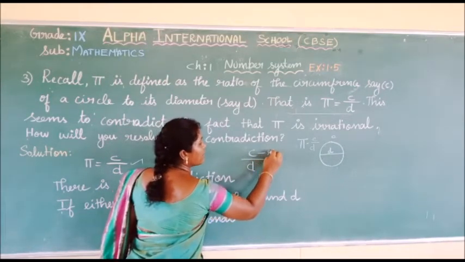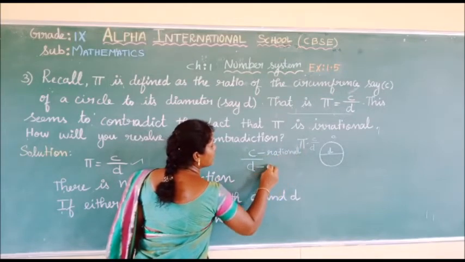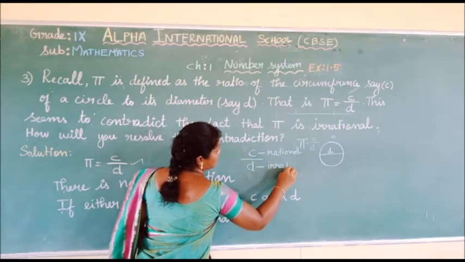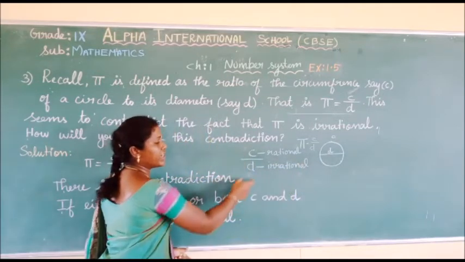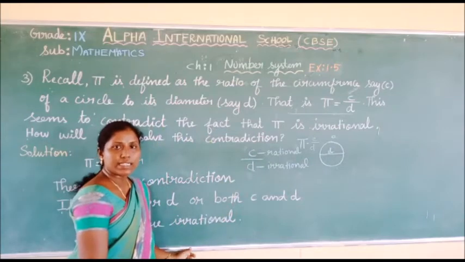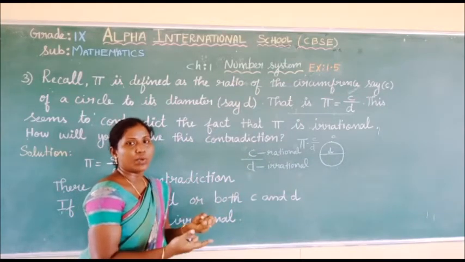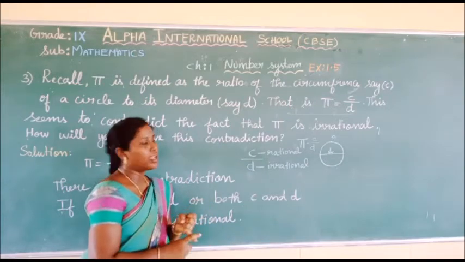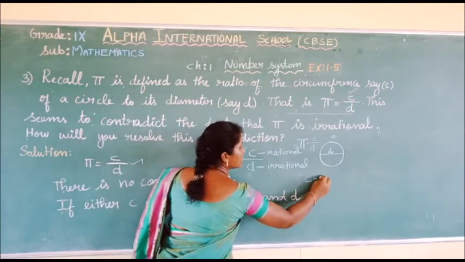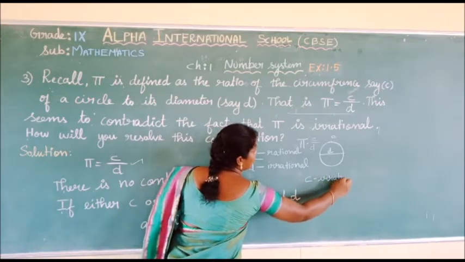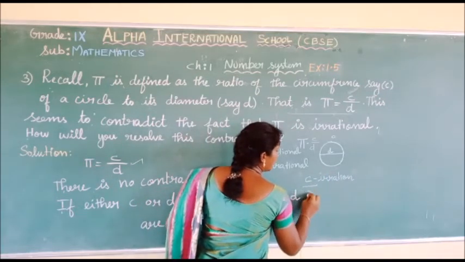C is rational and D is irrational. So any rational divided by irrational, what will be the result? Irrational number. So one point I gave: we can say if C is rational and D is irrational. The other point may be C irrational, the numerator, and D is rational.